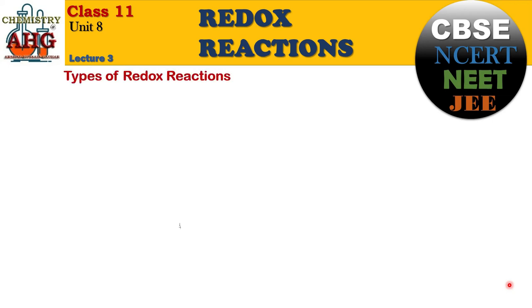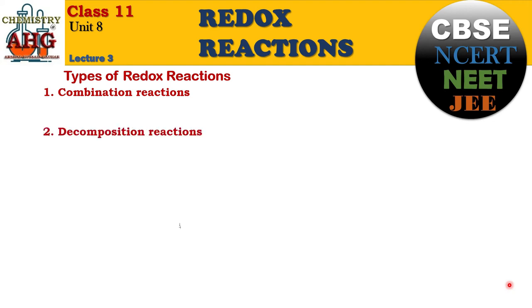Okay students, let's move on to the last part of this lecture and discuss what are the types of redox reaction, or you can say what are the different reactions which can be classified as redox reactions. Remember, there can be four types of chemical reactions which can be redox in nature. Number one, combination reactions. Combination reactions are also known as addition reactions, or they can also be known as synthesis reactions.